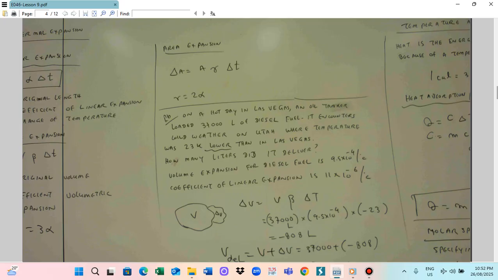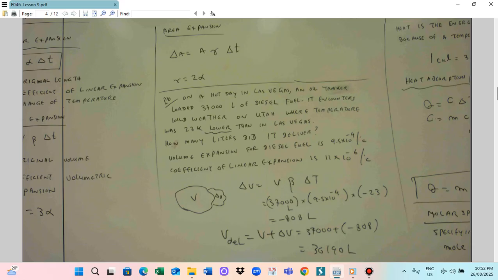We have to utilize the volume. The original volume is this volume here. After that, this volume will be expanded. So because of the temperature change, the volume will be expanded. So the total volume will be the original volume plus the expanded volume. So delta V can be calculated: this is V beta into delta T.